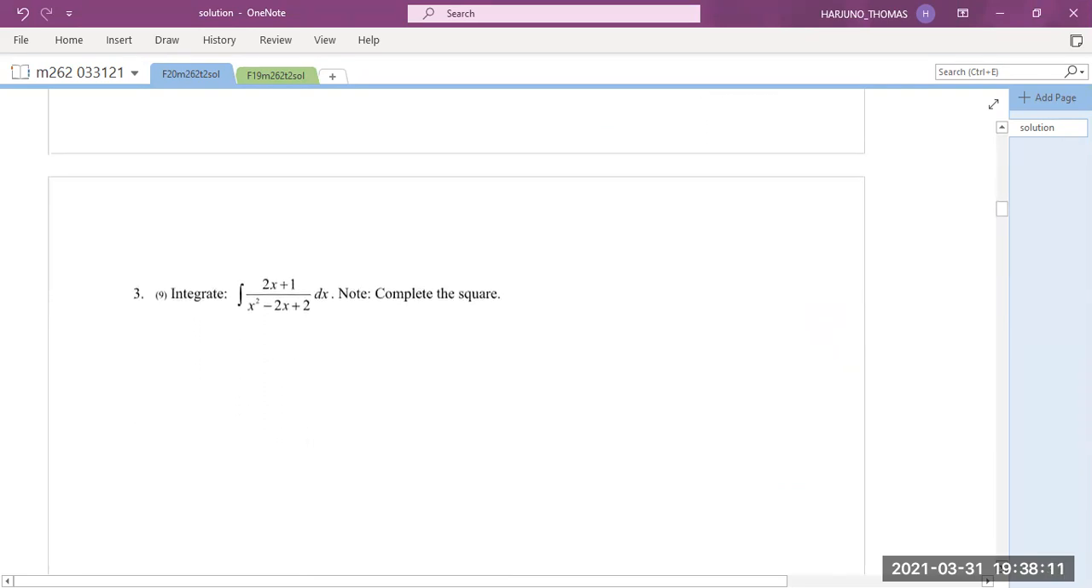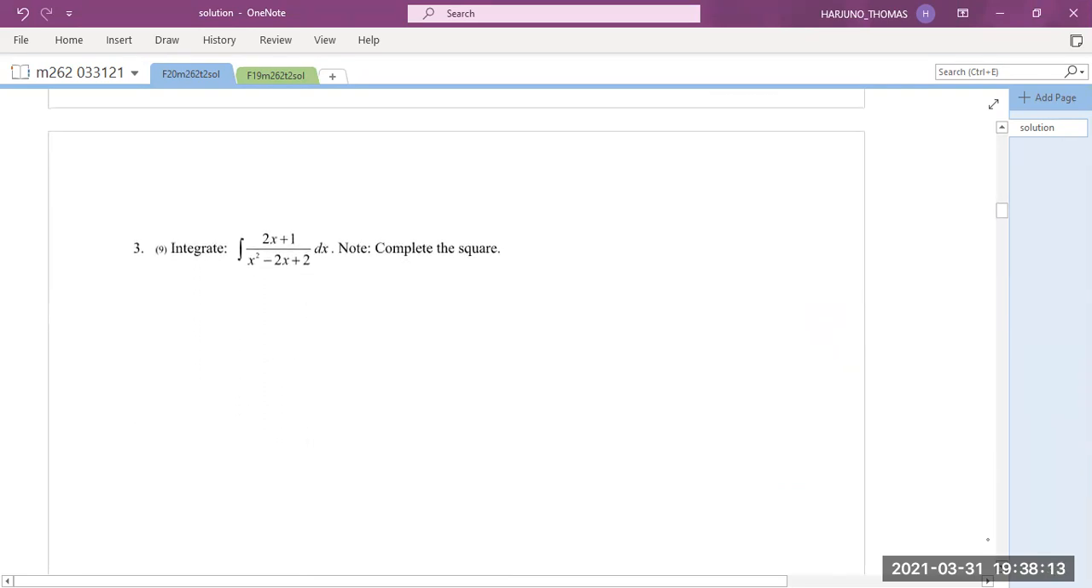Integrate this. I give you a hint. Note the complete the square. So this is equal to the integral of 2x plus 1 over x squared minus 2x plus 1 plus 1. It's x minus 1 squared plus 1 dx.